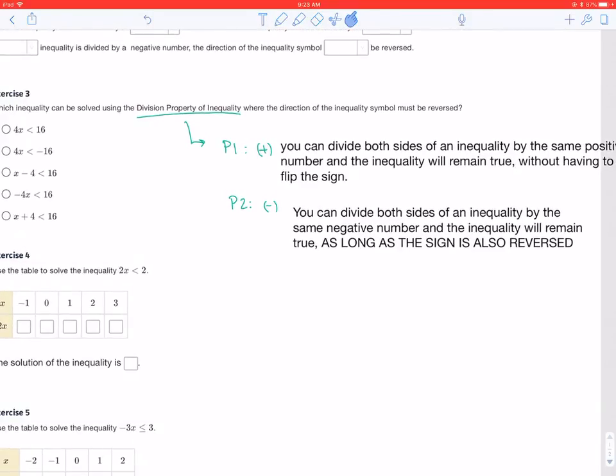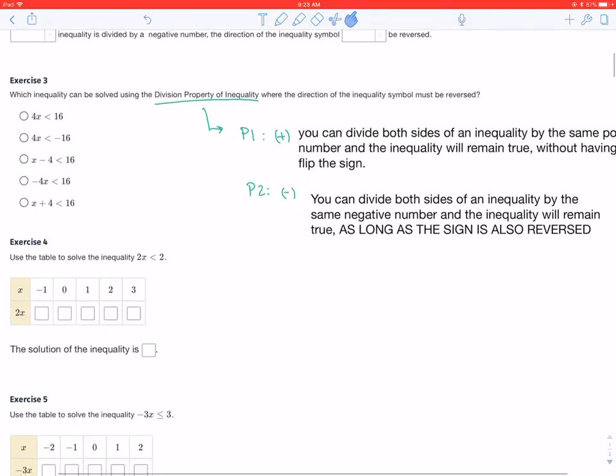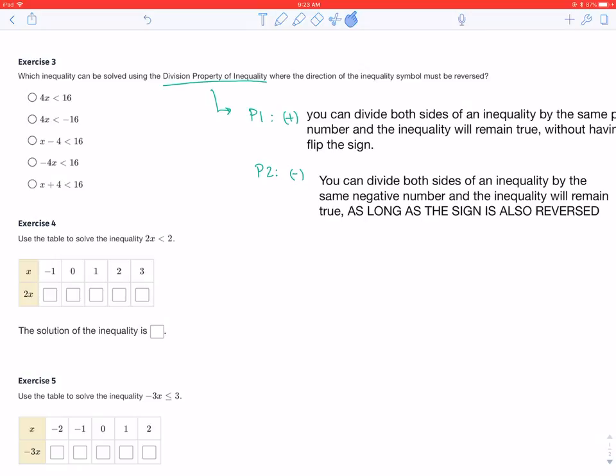So all in all, for this exercise 3, we can use the division property of inequality to divide both sides of an inequality by either the same positive number or the same negative number, and the inequalities will remain true as long as, if that number is negative, we also flip the sign.